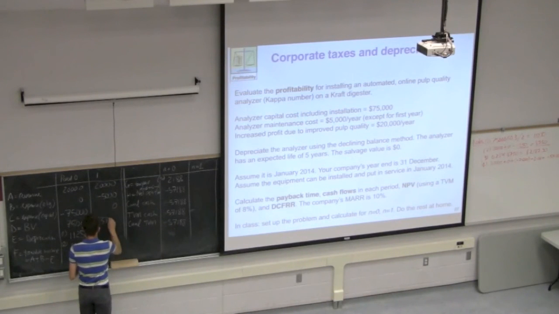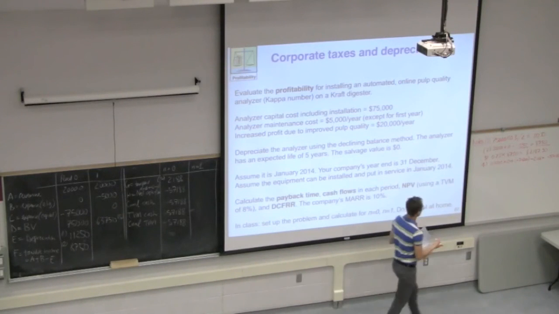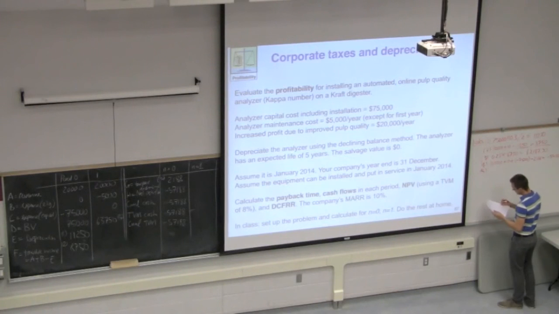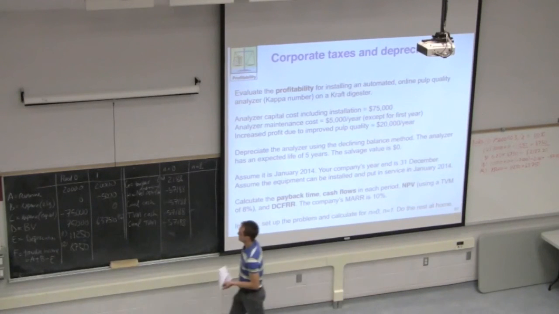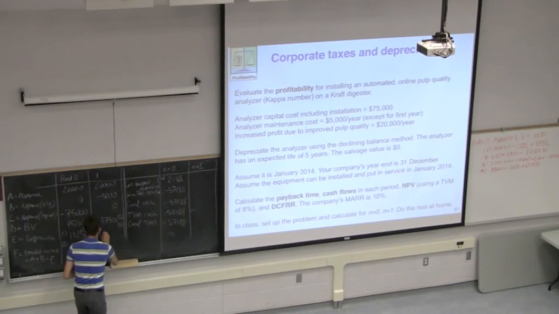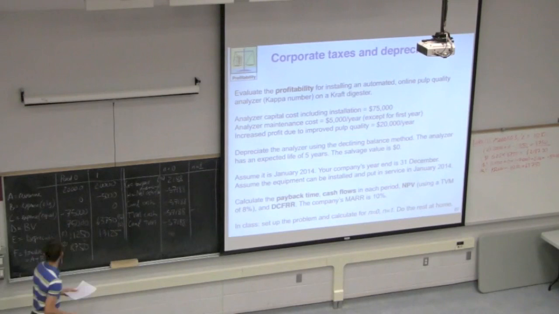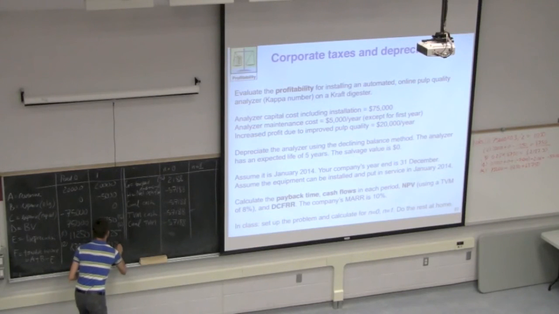So 63,750. Let's just make a note of that. That's equal to 75,000 minus 11,250. The depreciation I get to write off at the end of this year is 19,125. So I get to write off 30% of that 63,000 is what I get to write off. And then my taxable income, I'll just write it up here while I'm here, is negative 4,125.